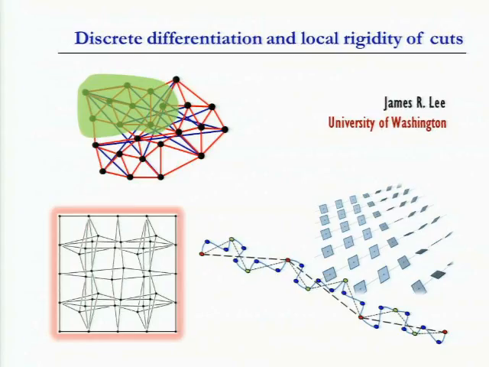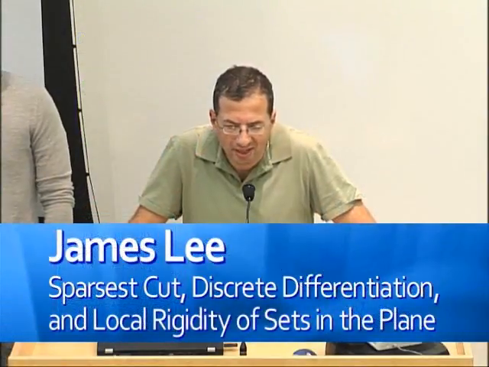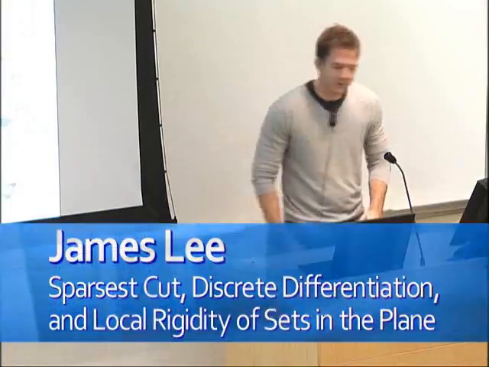Okay, we're happy to have James Lee tell us about discrete differentiation and local rigidity of cuts. All right, okay, good. So I'm going to talk about, well, as you've all said. So thanks for coming, even though some people didn't even know there was a talk, so it's even more miraculous that you ended up here.